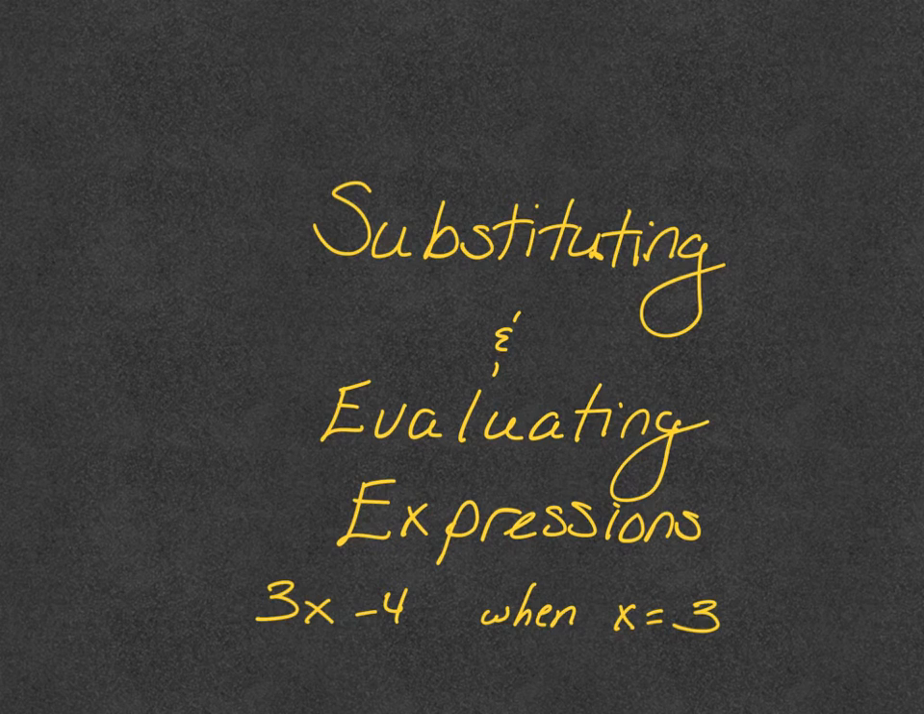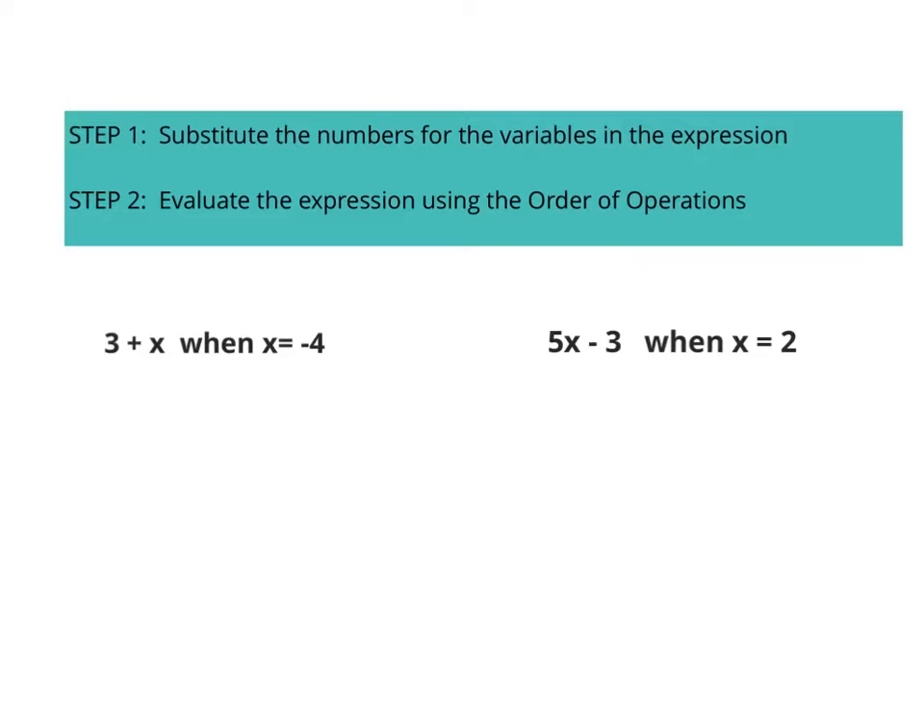In this video, we're going to review how to substitute and evaluate expressions when you're given an expression like 3x minus 4, and you're told what the variable is equal to. We're going to evaluate these algebraic expressions in two steps. The first step is to substitute the numbers for the variables in the expression. In the second step, we're going to evaluate the expression using the order of operations.